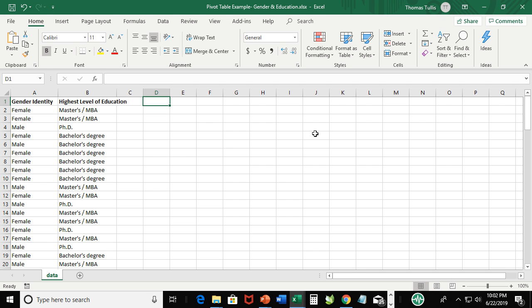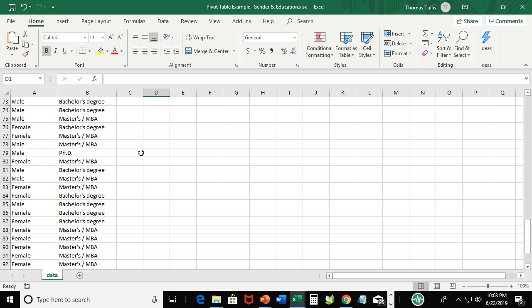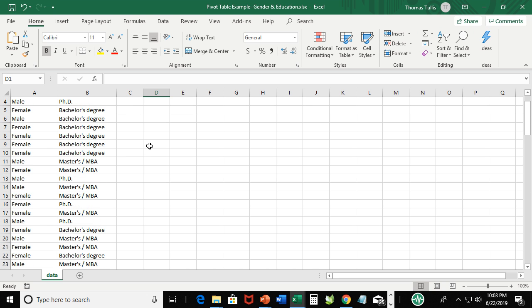This is a quick demonstration of using a pivot table in Excel to summarize some survey data. This is from a survey of UX professionals, and the particular fields that we're looking at are the gender of the respondents and their highest level of education. We have data here from, I believe, 97 participants who answered these questions.